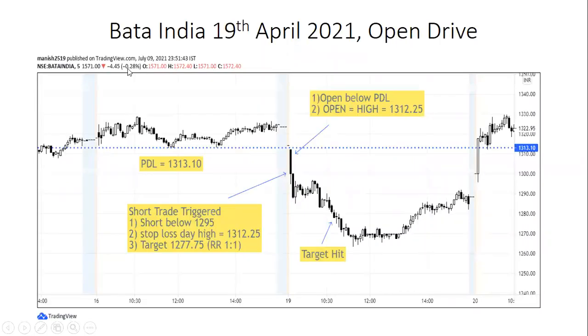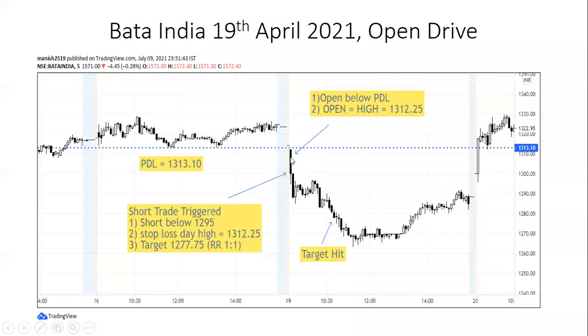So this is the Bata example. We got gap down opening in Bata India on 19th April. Look at the time frame. This is the 5 minutes time frame, and this was the previous trading session. The low made by Bata India in the previous trading session was 1313. On 19th April, you can see we got gap down opening. This is the very first candle.